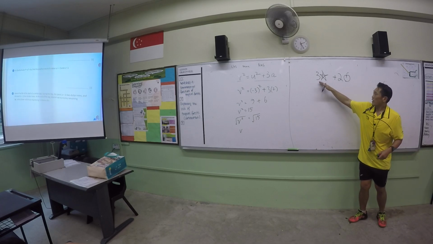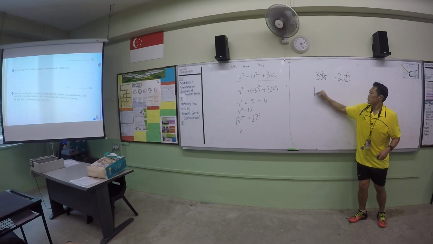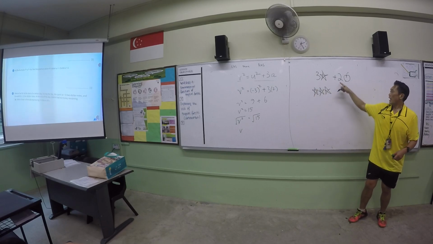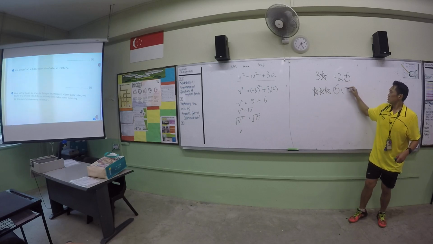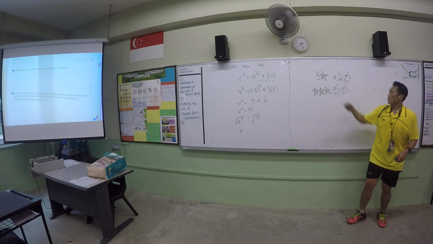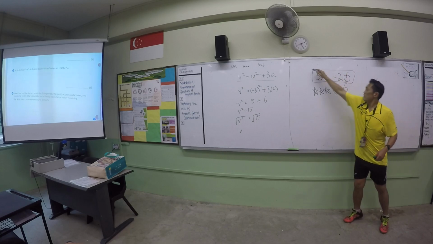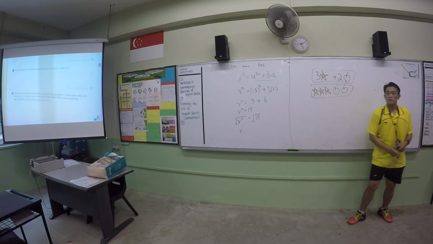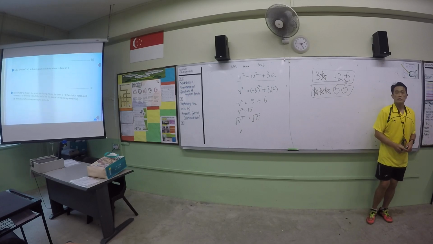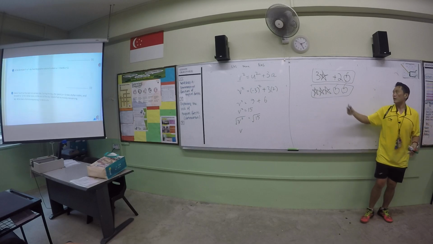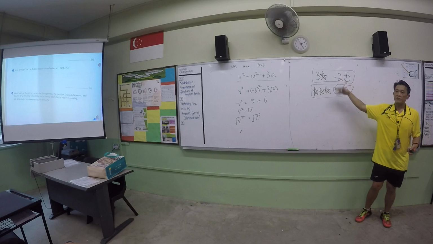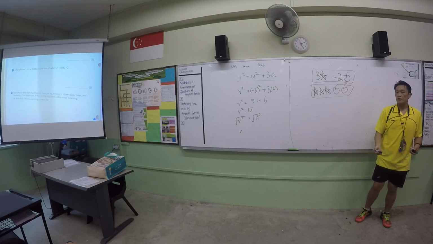Okay? So what this means is there are 3 of this and 2 of this. So in the end, all together, what is the value of all this? Okay? This is what algebra is. Using symbols to represent some numbers that you don't know yet.